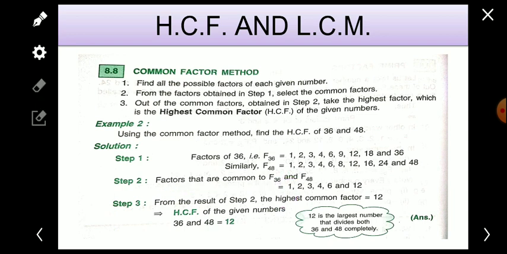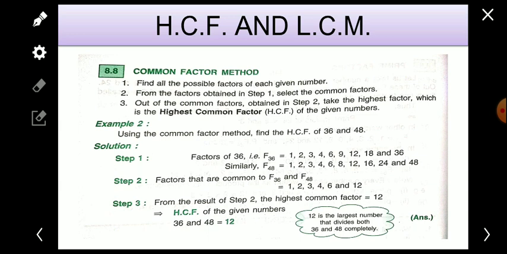Then again we will check, is there any more common factor? So we will see that 2 is also the factor of both. 2 is the factor of 36, 2 is the factor of 48 both. It means 2 is the common factor here. So again we will write 2. So 1 and 2 we have written. Now again we will check whether more numbers are there which are present in both. So we'll see that yes, 4 is there. So 4 is also the common factor.